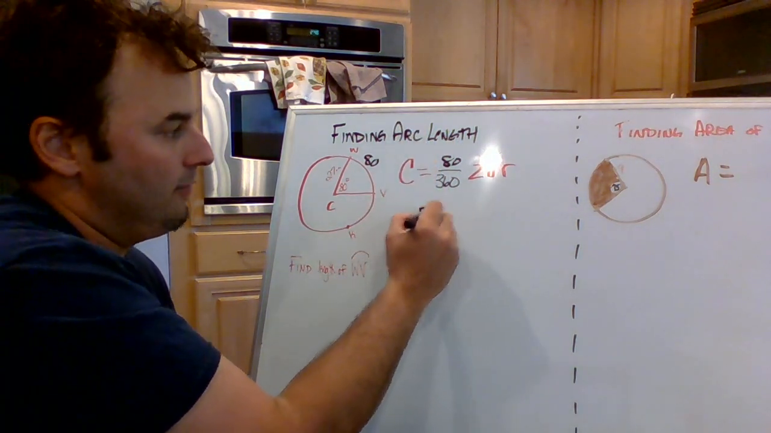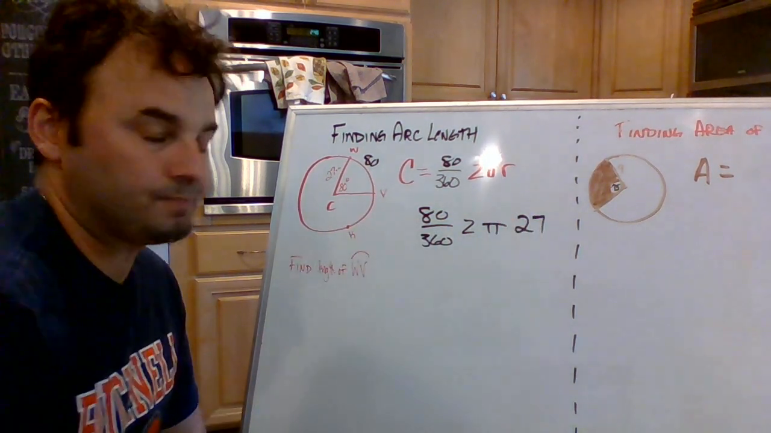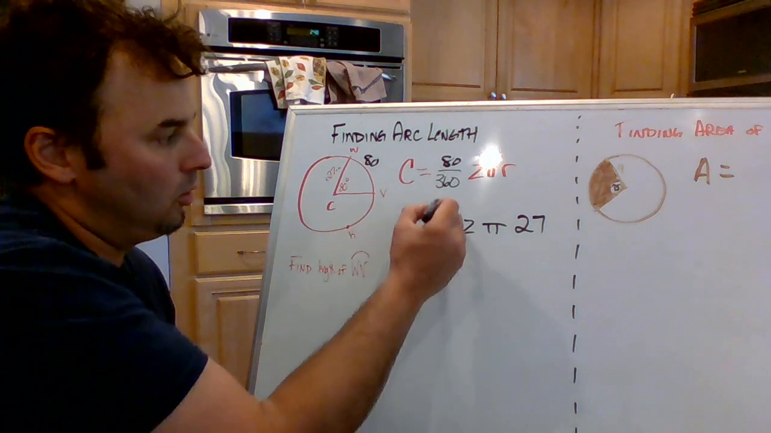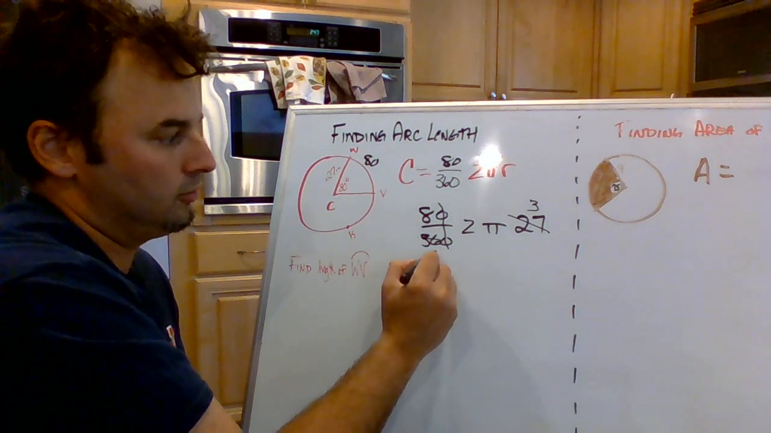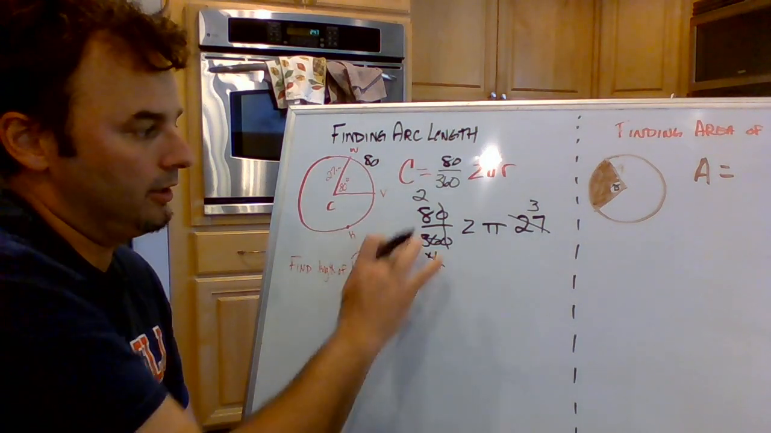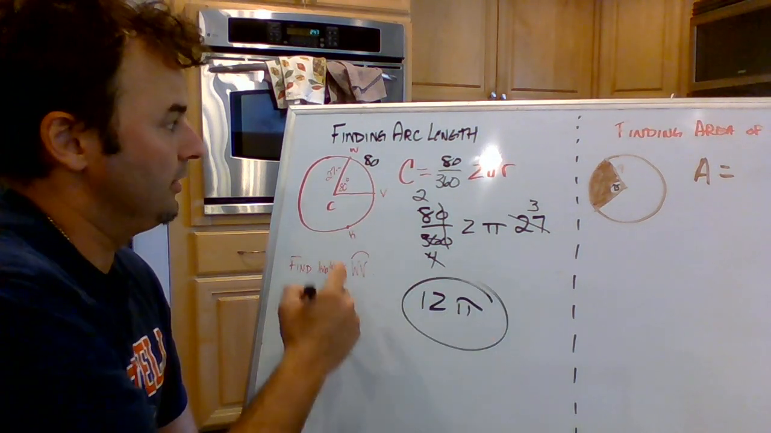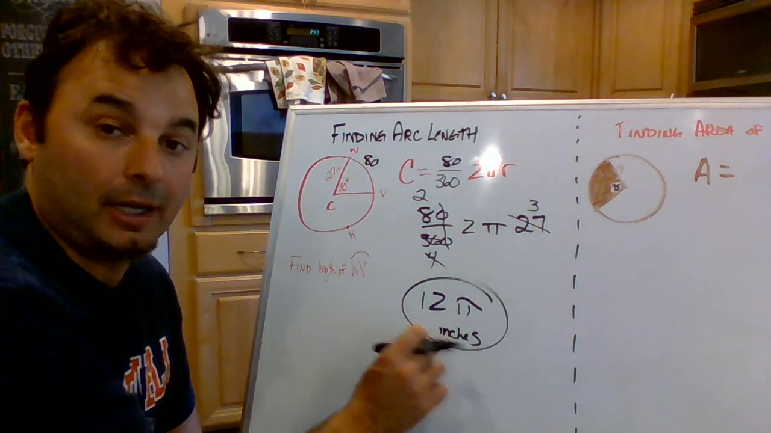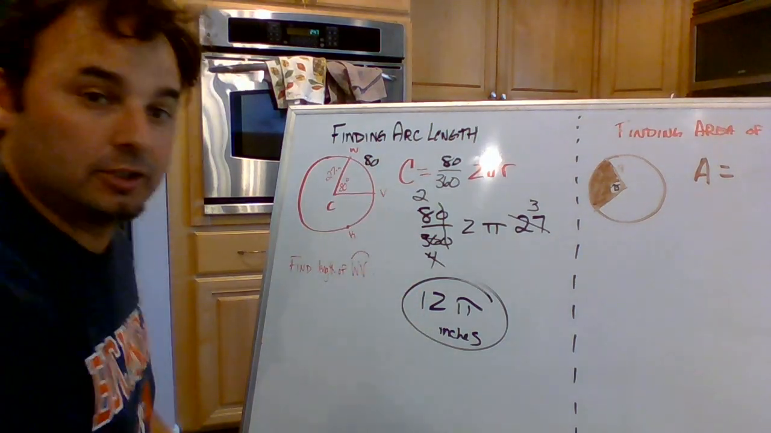So we solve this out. I have 80 over 360 times 2 pi, the radius is 27. You can get your calculators out, but let's not forget our ability to manipulate numbers. My zeros cancel out. 9 goes into 27 3 times, it goes into 36 4 times. 4 goes into 8 2 times. I have nothing left in the denominator, so I have 2 times 2 is 4, times 3 is 12 pi, and this would be inches. Remember, it's a length, so it's going to be a length measure, not an angle or arc measurement. It's going to be in inches in this case.